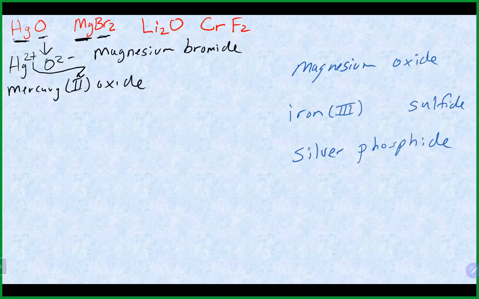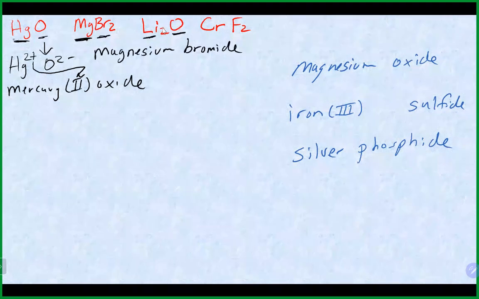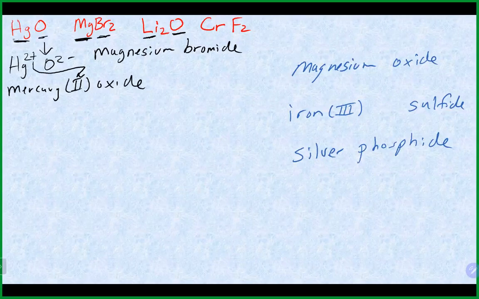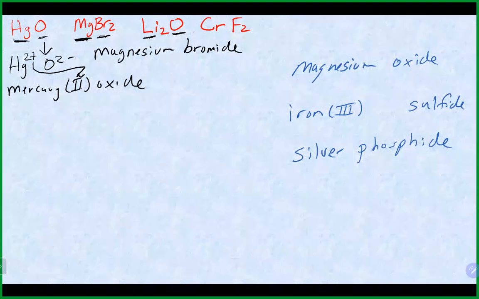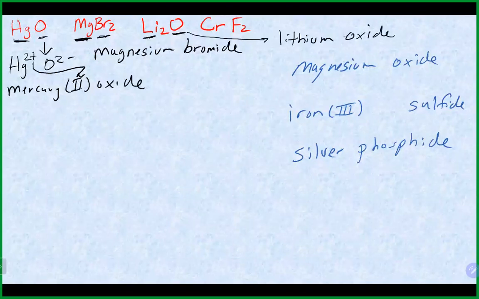Looking at the next one, which is lithium, a metal, and oxygen, a non-metal. And again here, lithium, which is group 1, has a fixed charge. So that means it's a type 1 type of molecule. So we're just going to use the whole name here, which is lithium. And then oxygen becomes oxide in this case.